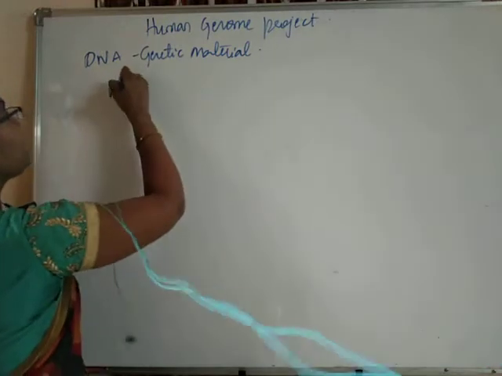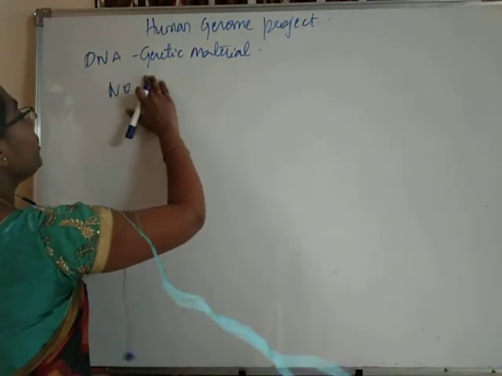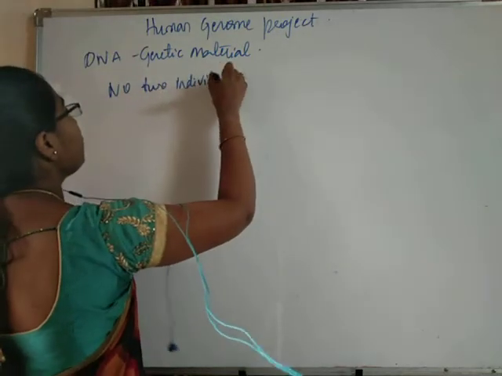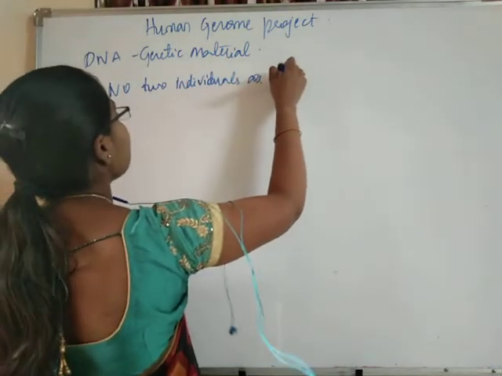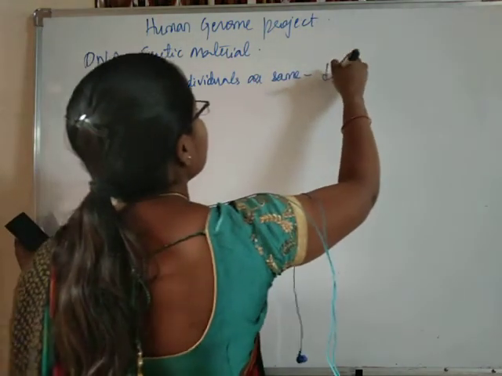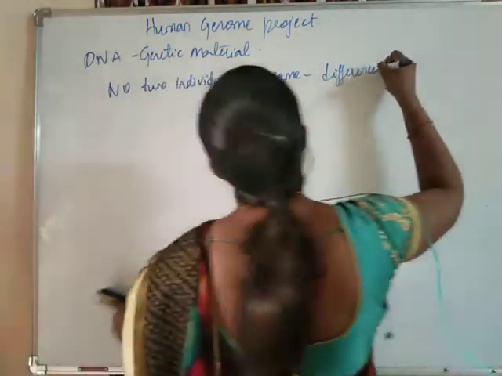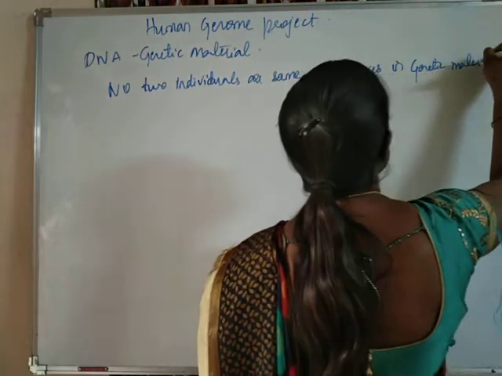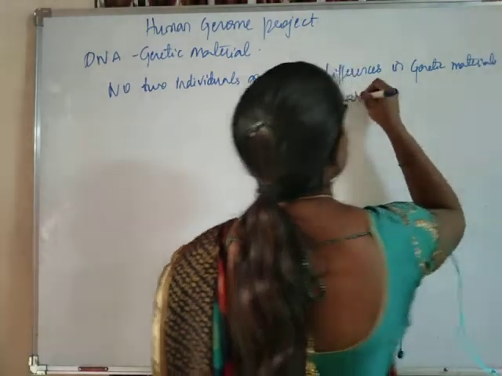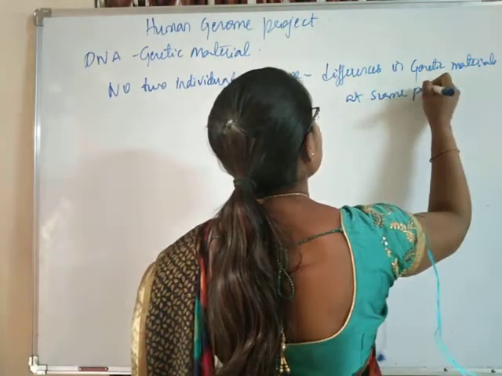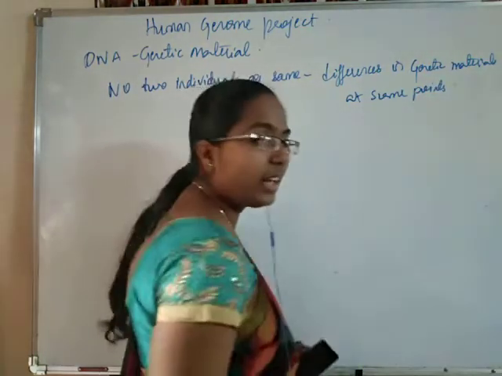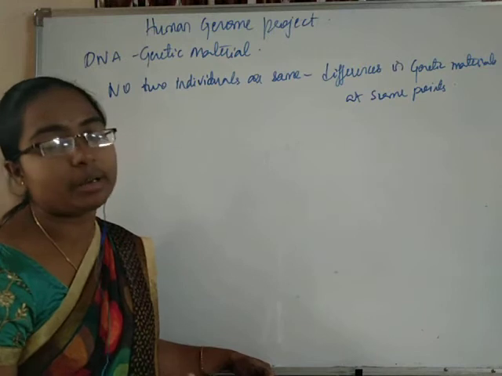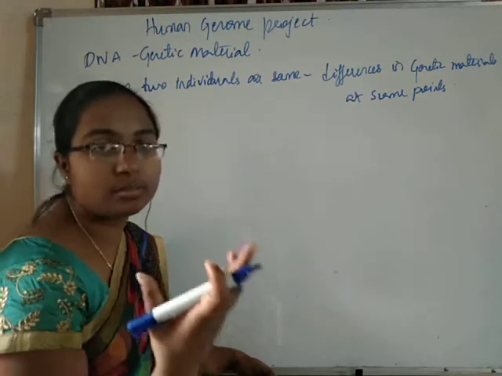No two individuals are the same. That is because of differences in the genetic material, at least at some points. At least at very small points, there might be differences in the genetic material which cause the differences between person to person.